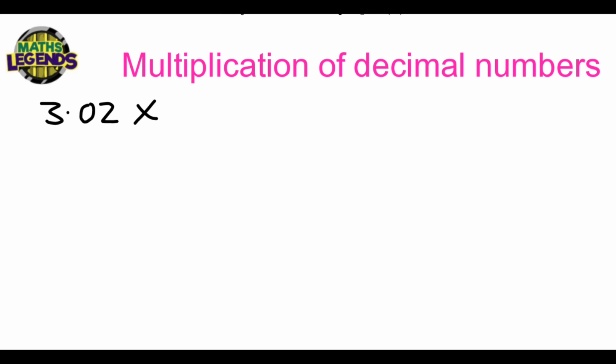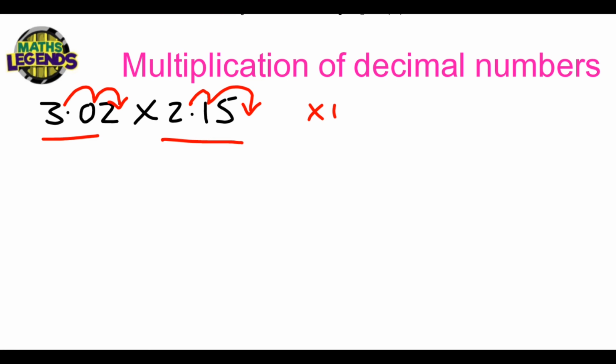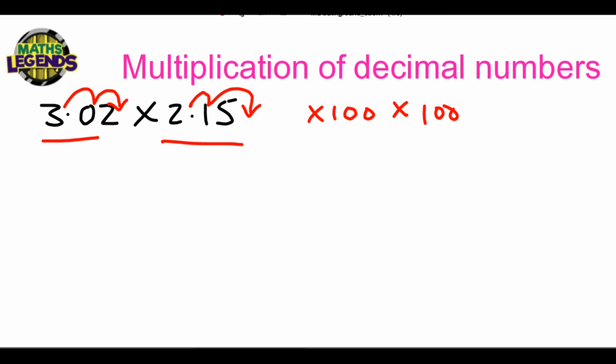3.02 times 2.15. In this case, both numbers have 2 digits after the decimal place. So we need to move it across by 2 places each. So that means we need to multiply both by 100. But if we multiply by 100, we must also divide by 100 for both numbers. This then simplifies to 302 times 215.